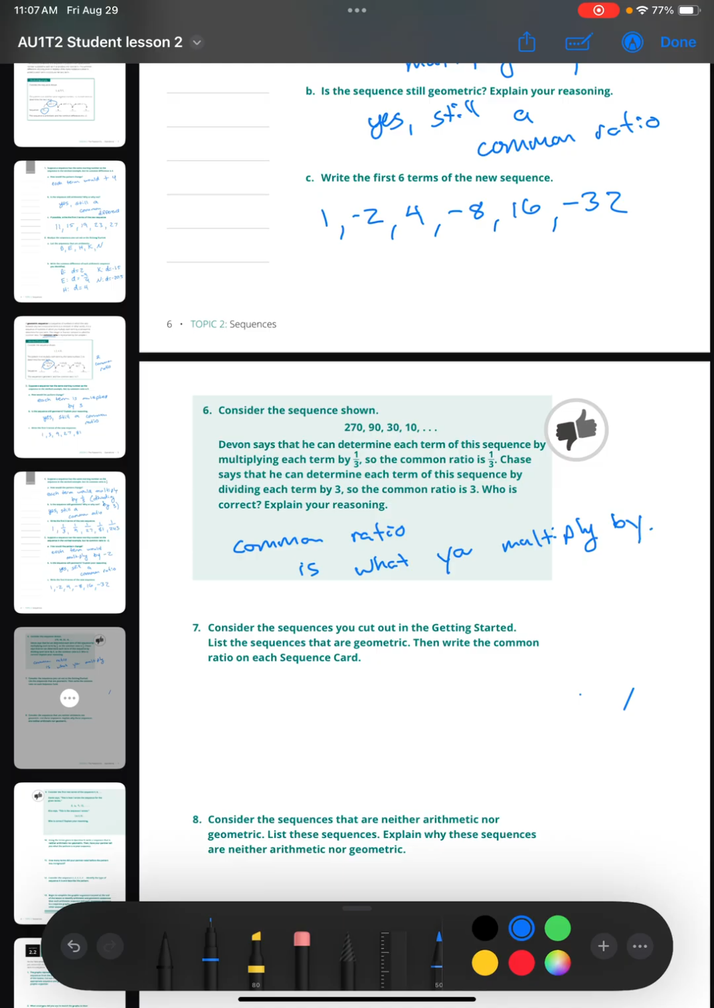So in other words, yes, we're dividing by 3, but that is multiplying by 1/3. Okay, so their thinking about how to get the next term is both correct, but as far as defining what the common ratio is, the common ratio is what you multiply by. So we would just say Devin is correct. Now, would they both get the right answer as far as the next terms in that sequence? Yes.